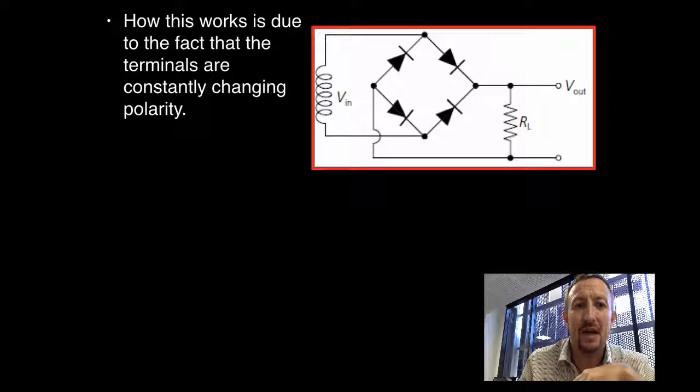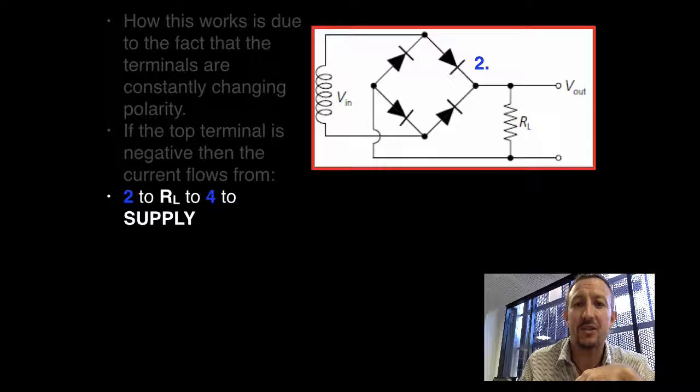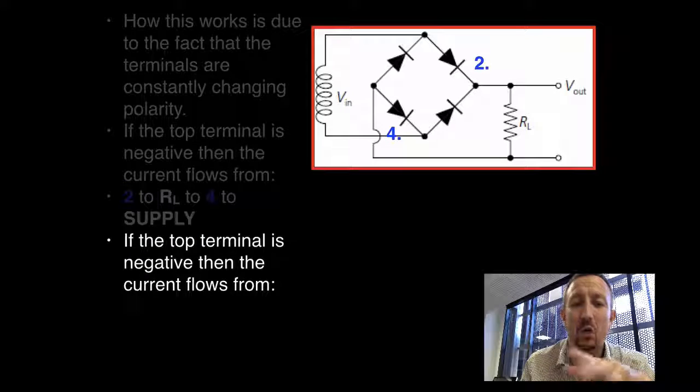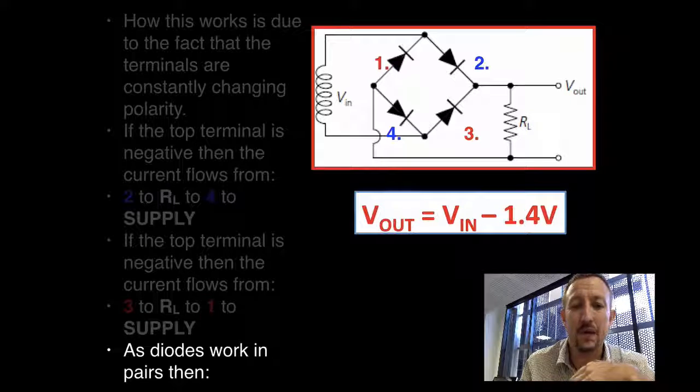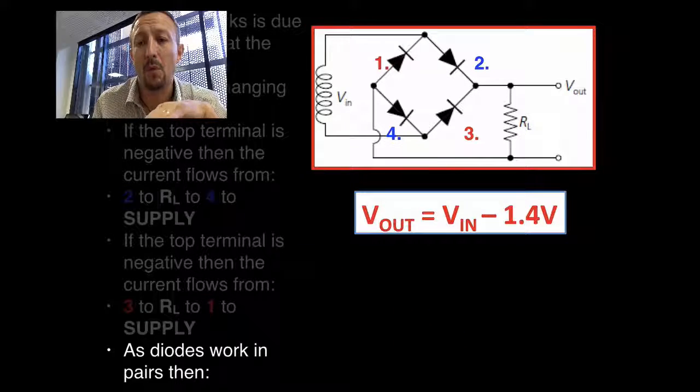Well, what happens is we're going to be constantly changing direction. So with diodes 2 and 4, if the top of the Vin is going to be negative, then the negative electrons will flow through that number 2, flow down through RL, come back up and go in through the diode number 4, and then go back to our Vin. Then when it swaps, so it's going in the opposite direction, we get diode 3 having electricity flowing through it, goes through RL, drops up to number 1, and the result is it goes back to our supply.